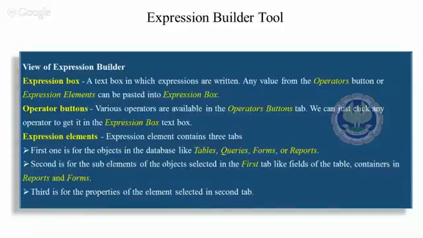There are actually 3 tabs in the expression elements. The first one is for the objects in the database, like tables, queries, forms or reports. The second one is for the sub-elements of the objects, whatever is selected in the first, and containers in the reports and forms. The third is for the properties of the elements selected in the select tab. That is the second tab.